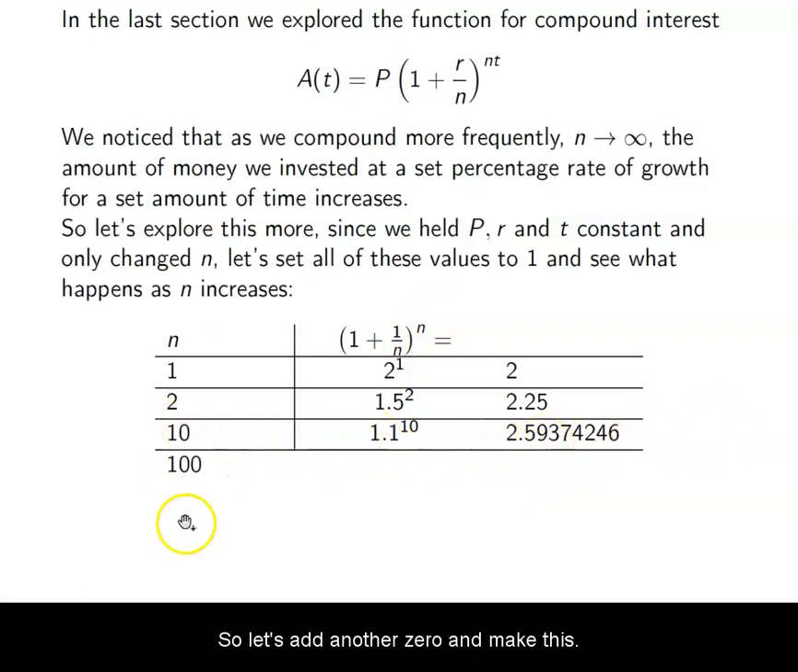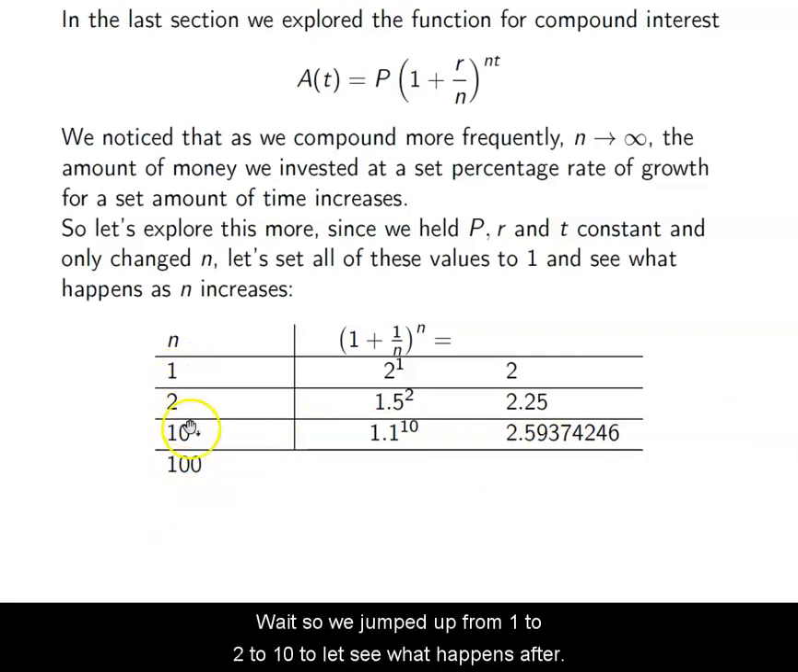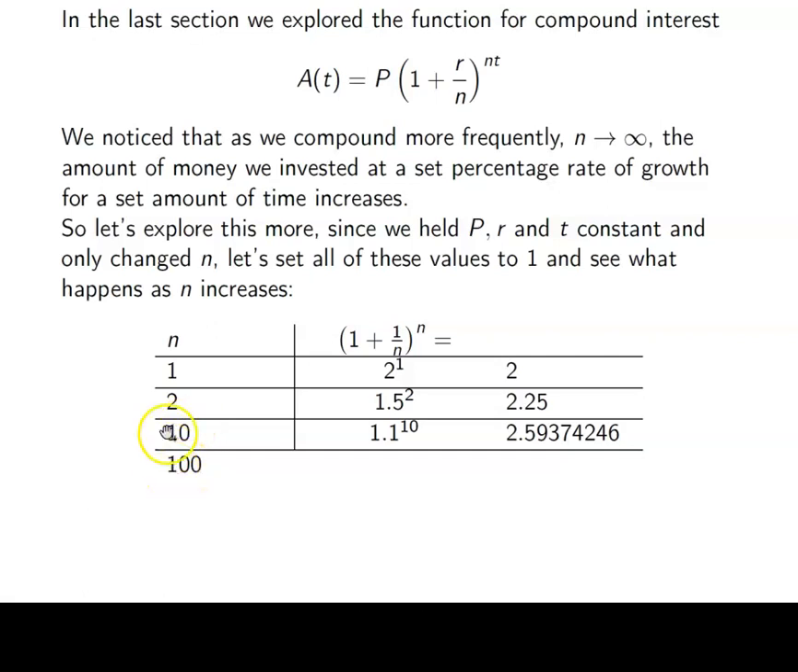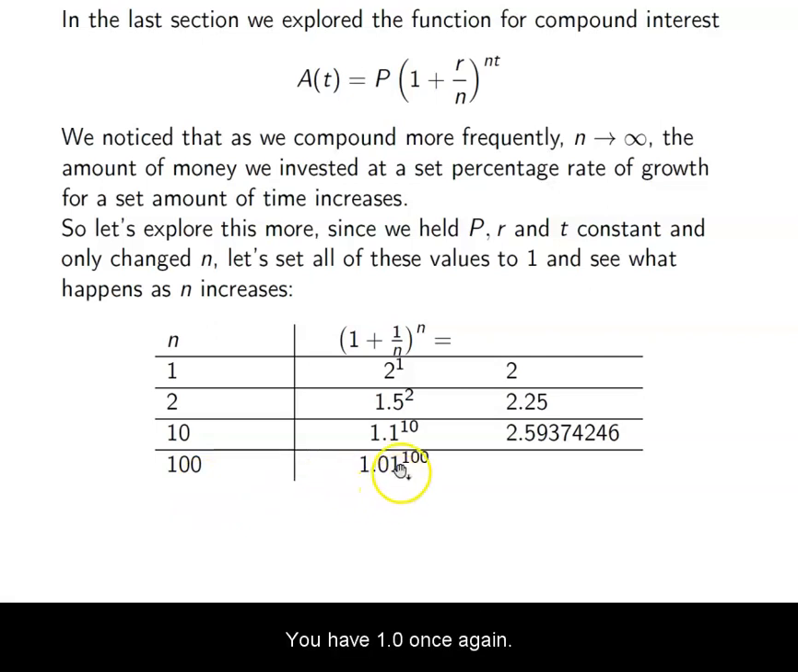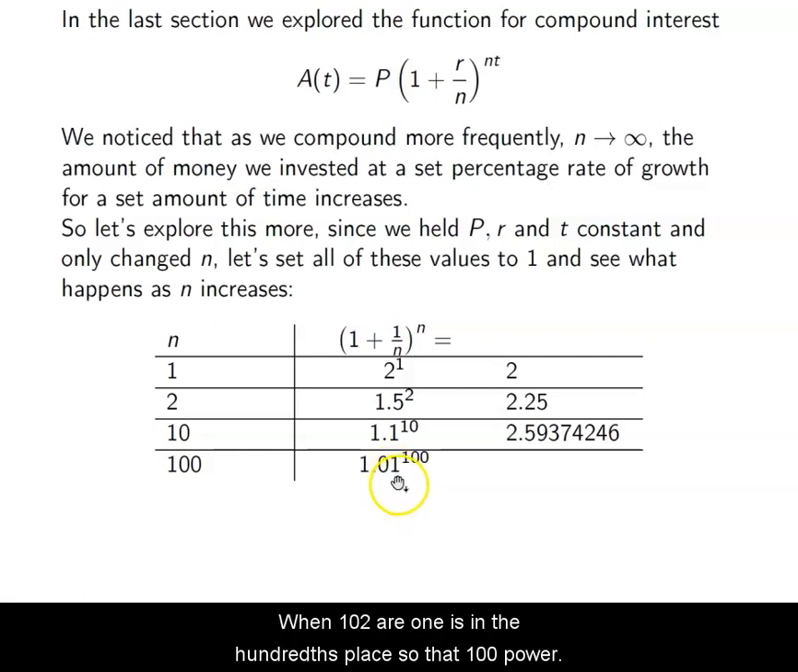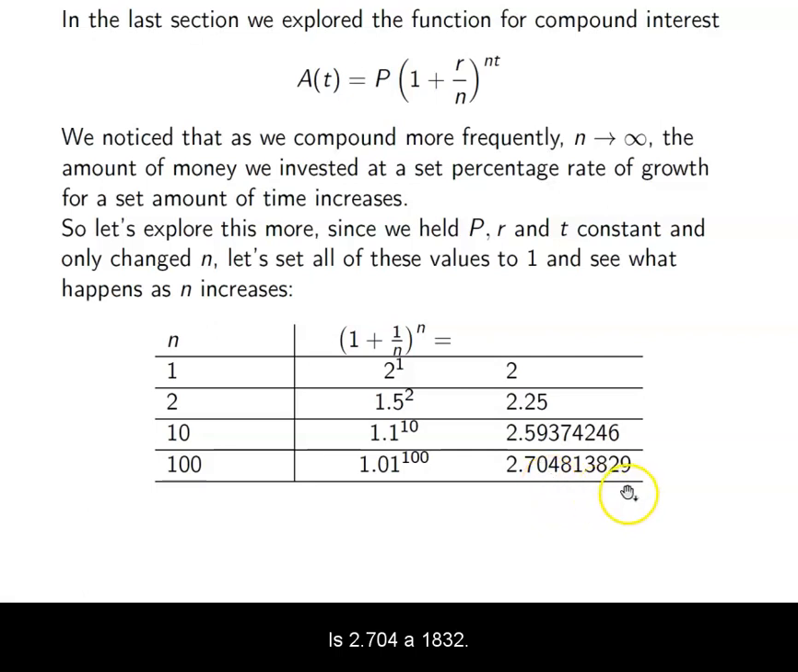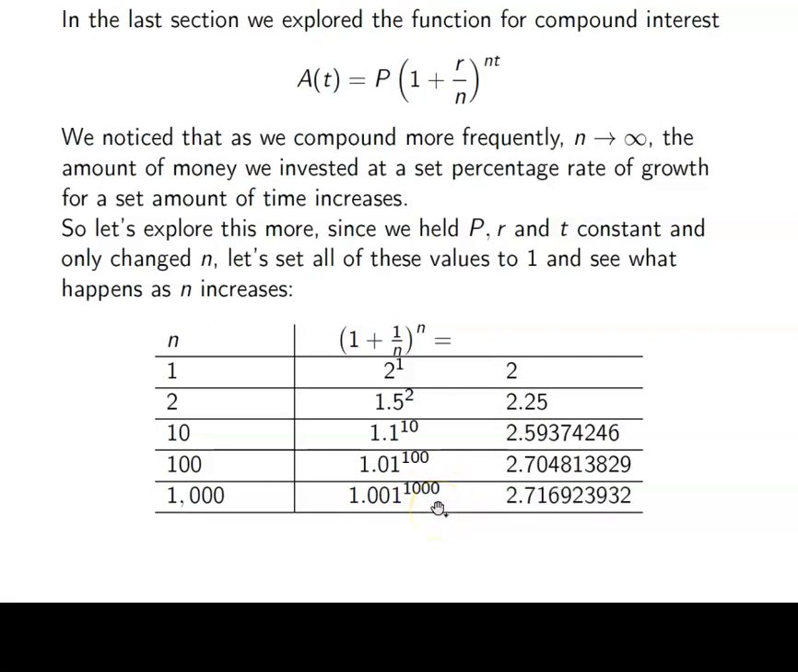Let's add another 0 and make this 100. So we've jumped from 1 to 2 to 10 to, let's say, what happens after compounding 100 times in a year. We have 1.01, so 1/100th, to the 100th power, which is 2.704818329. Okay, let's go to 1,000. So we have 1 plus a 1,000th to the 1,000th power, which is 2.71.